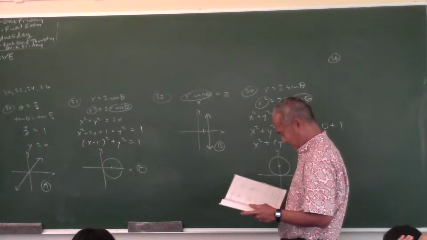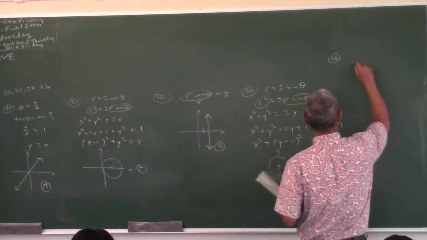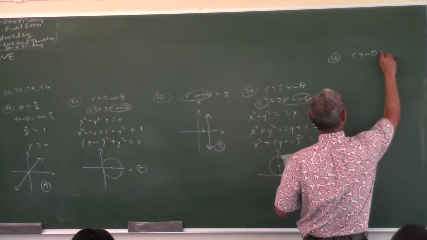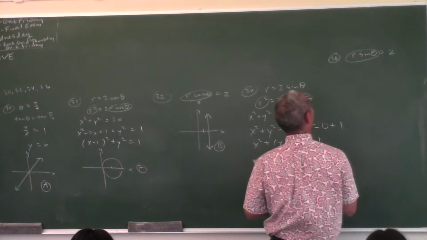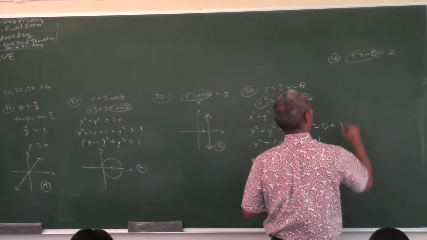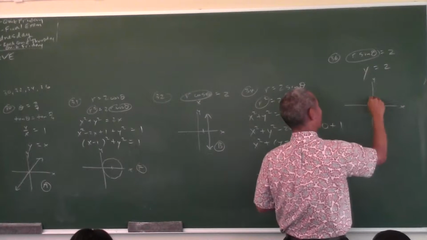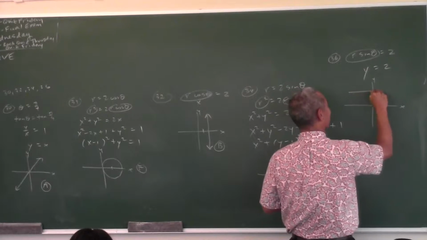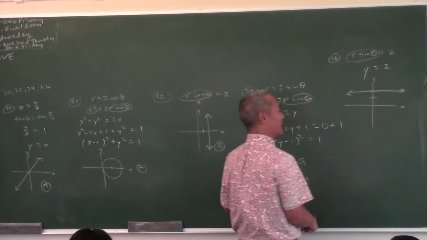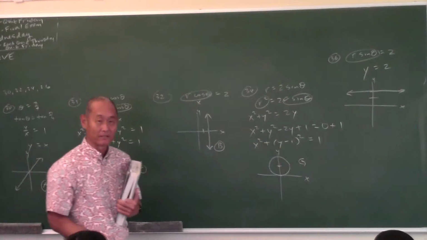I just thought of a problem I could put up. 36. r sine theta equals 2. That's y. y equals 2. I know how to graph that. That's a horizontal line 2 units above the origin. Finished. You guys can do that, right?